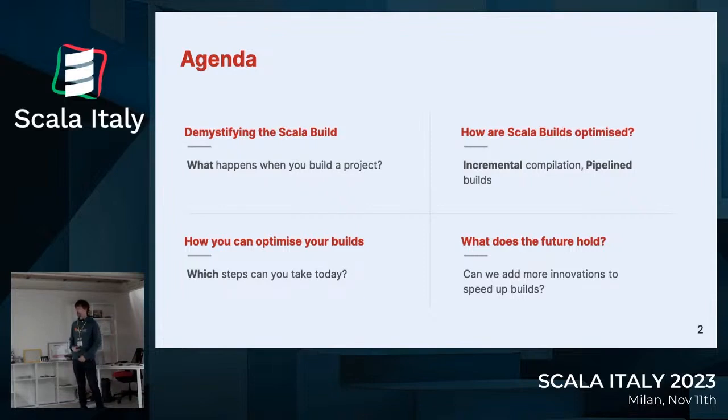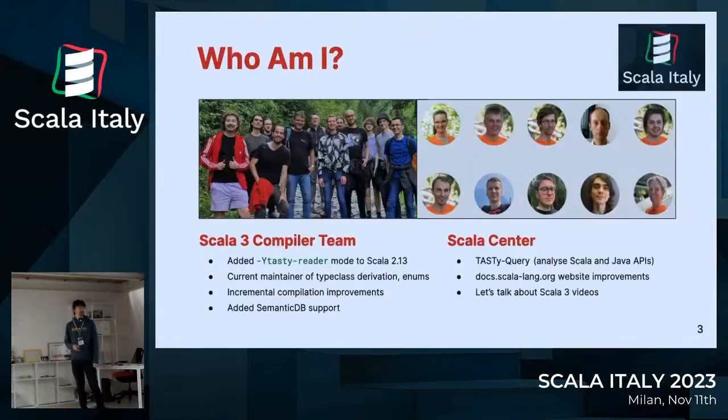So yeah, I want to talk first about what happens when you're building your code in Scala, when you click the run button or do the compile command in SBT or something like that. Then I'll talk about some of the ways that incremental compilation optimizes the speed of your build and any trade-offs that we might have to make when we do that. And yeah, what's the future and how can you optimize your build?